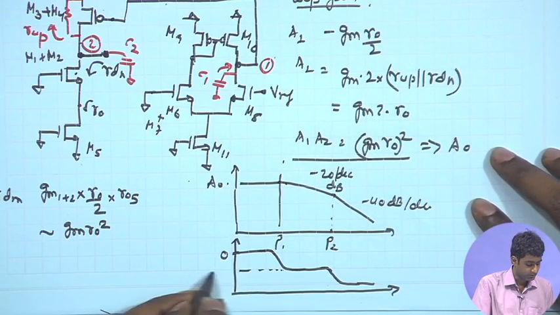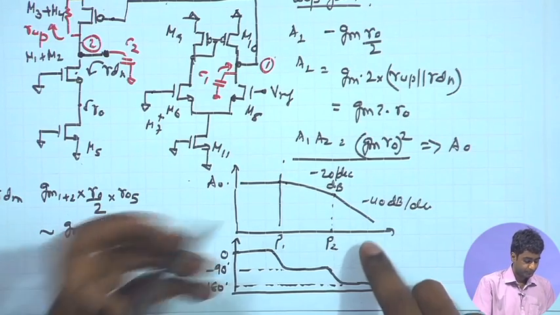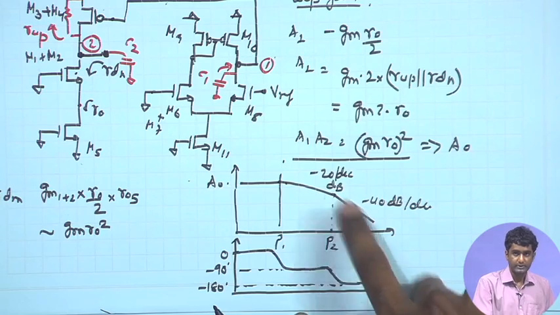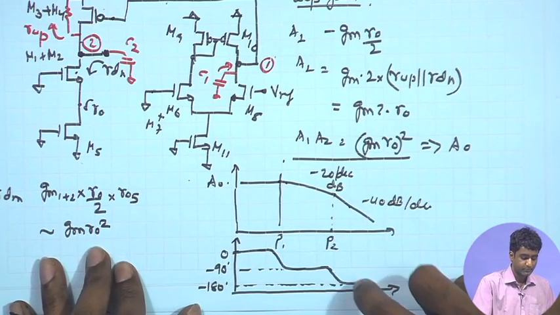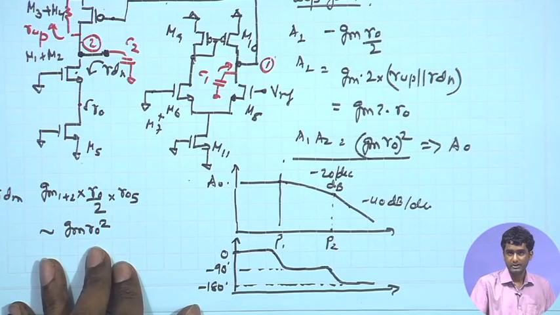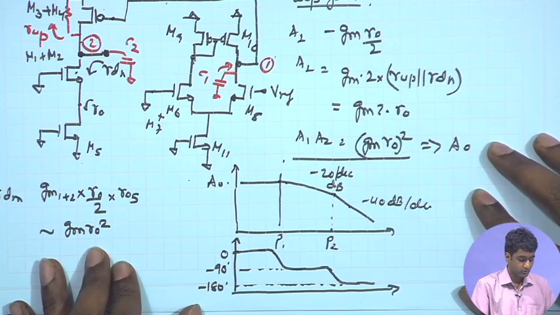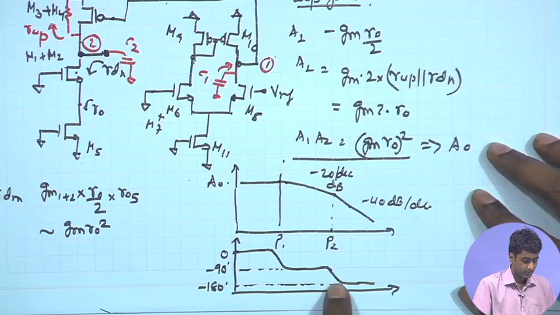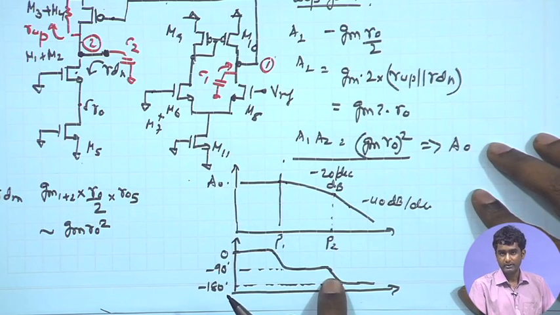So if we draw the marks, here you have minus 90 degree, and far away from P2 you are approaching minus 180 degree. So we would like to make sure that at the 0 dB crossing frequency, that is the frequency at which the gain drops to unity, the phase is sufficiently higher than minus 180 degree. And in the strict sense, if we want to achieve a phase margin of exactly 45 degree, we need to make sure that at the frequency at which the 0 dB gain occurs, the phase is exactly 135 degree.